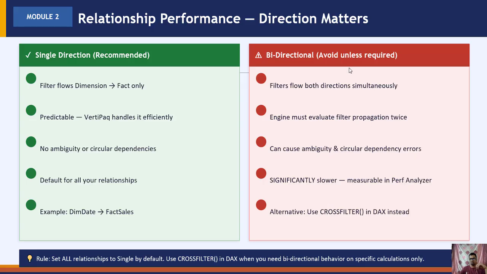Yes, bidirectional is significantly slower. And if you want to use bidirectional, you need not change the direction of the relationship in the model view. You can use the cross filter for the specific visual where you want to use the bidirectional relationship.